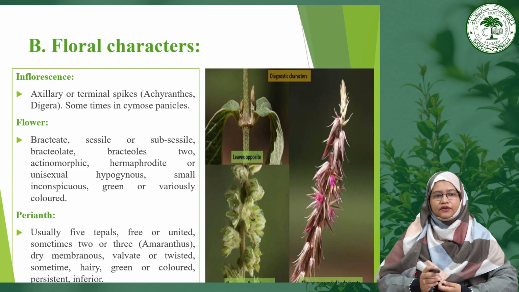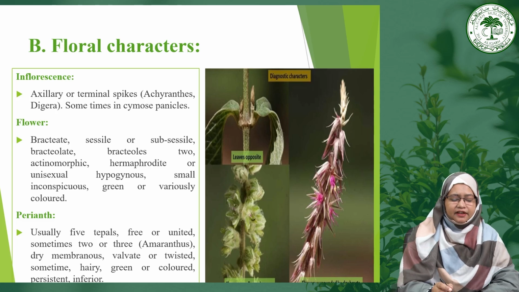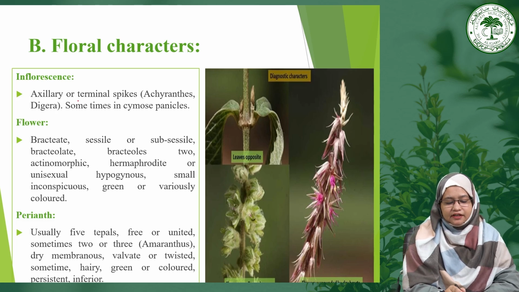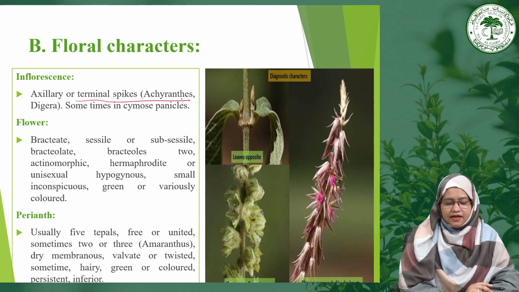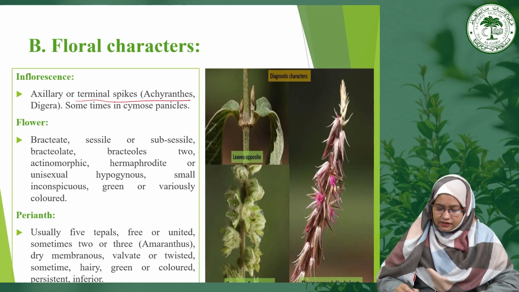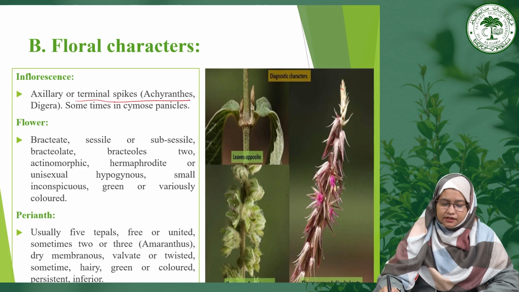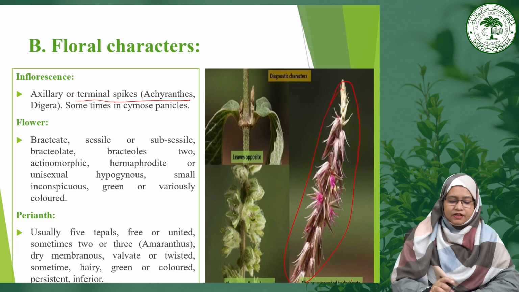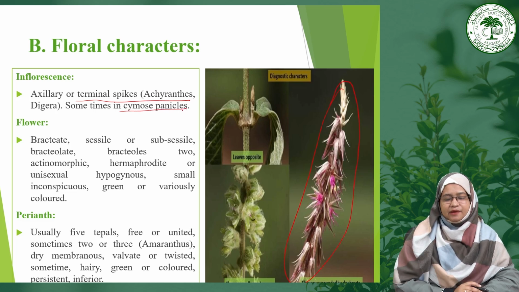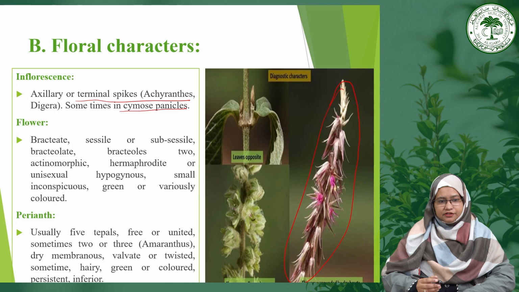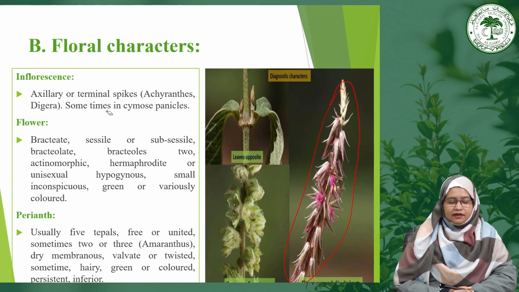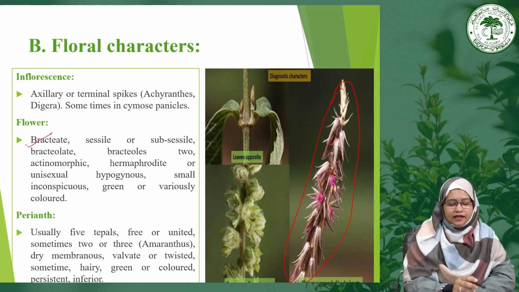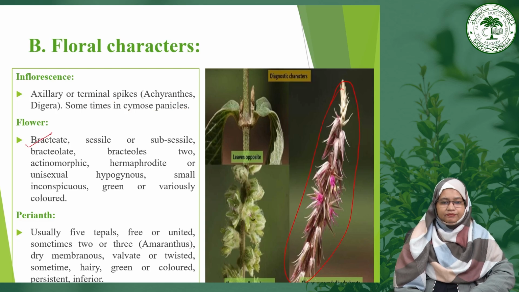Now the floral characters. The inflorescence is one of the characteristics of this family. They have an axillary or terminal spike in the case of Achyranthes. You can see they generally have a terminal spike type of inflorescence, surrounded by dry bracts. Sometimes they also have a cymose panicle type of inflorescence. The flowers are bracteate, and the bracts are very showy in nature. The flowers are sessile or subsessile. Therefore, it is called a spike inflorescence.